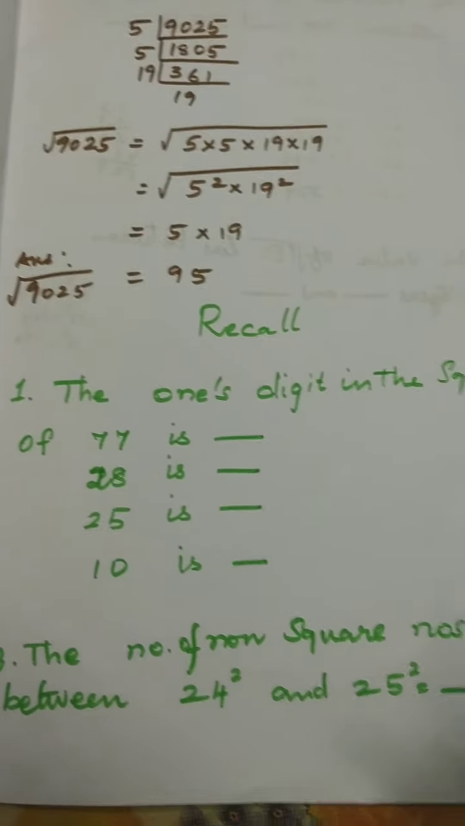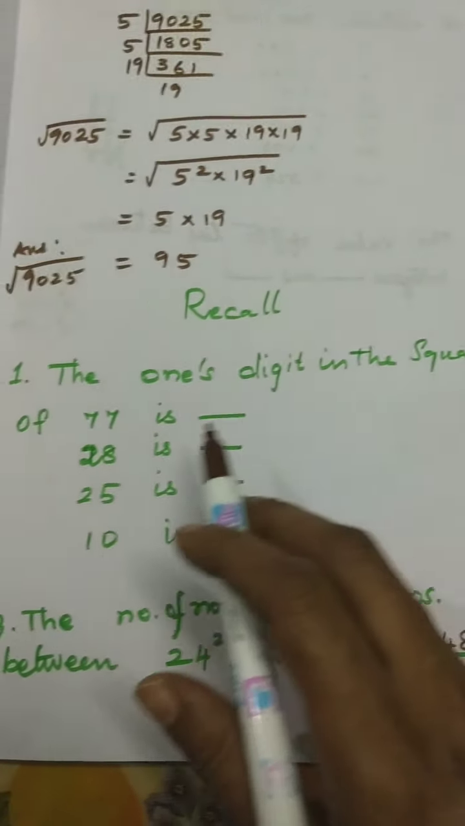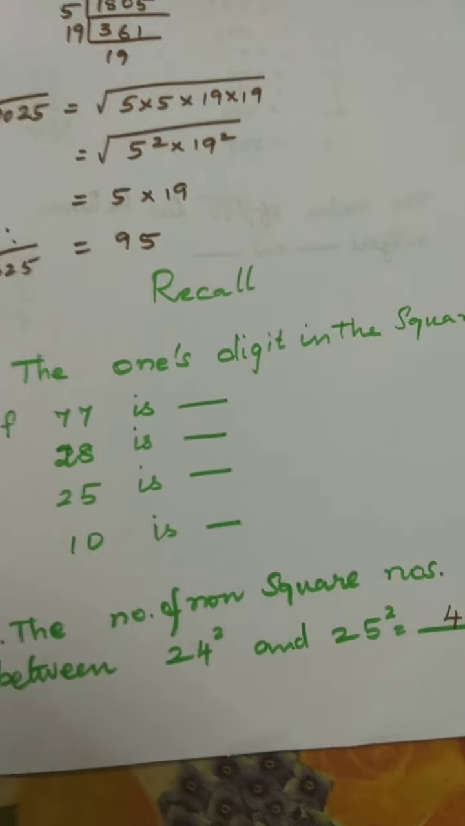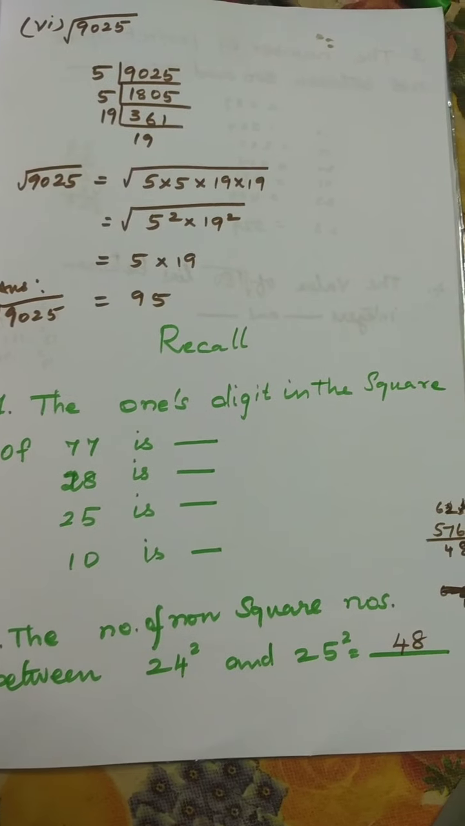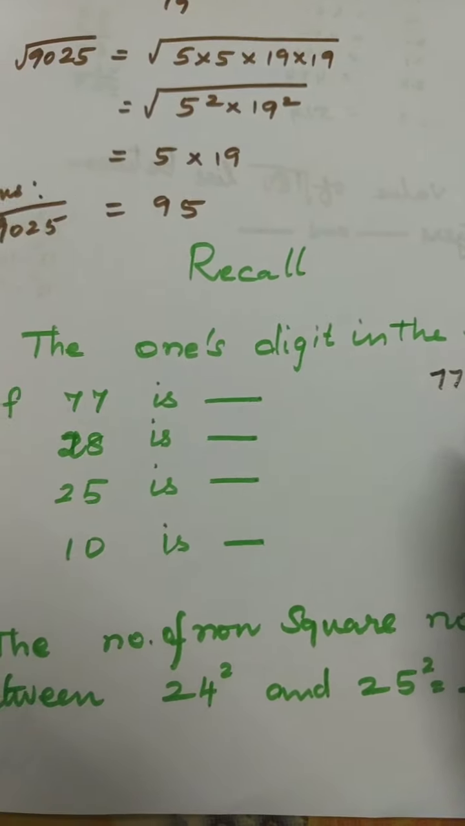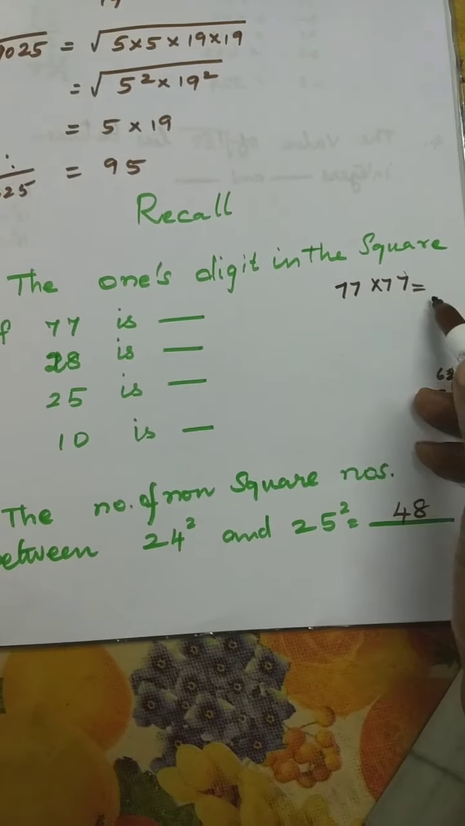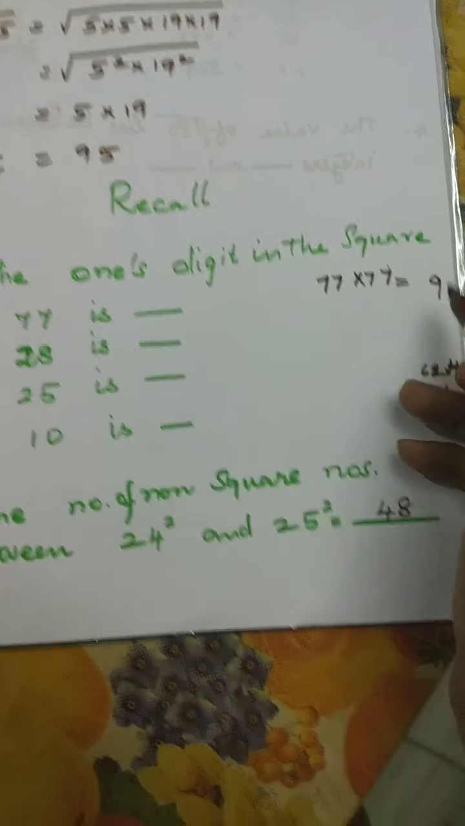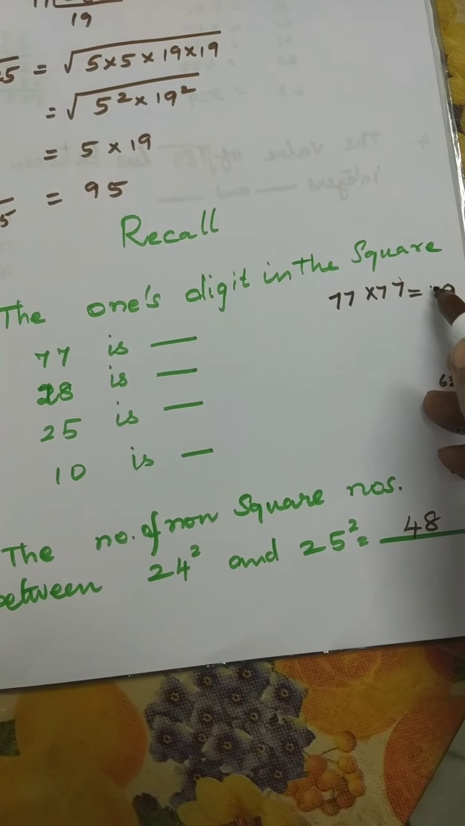Okay, we shall see: the ones digit in the square of 77. What is meant by the ones digit? The units digit or ones digit. You can take 77 into 77, the square of 77. 7 sevens are 49.